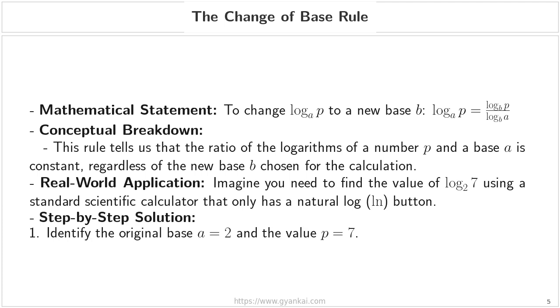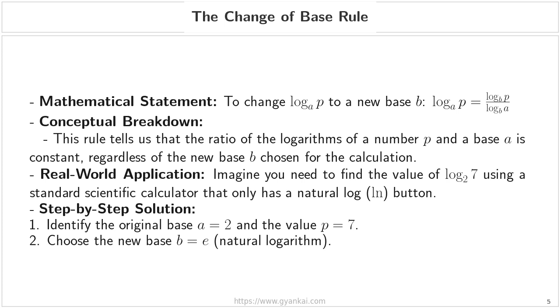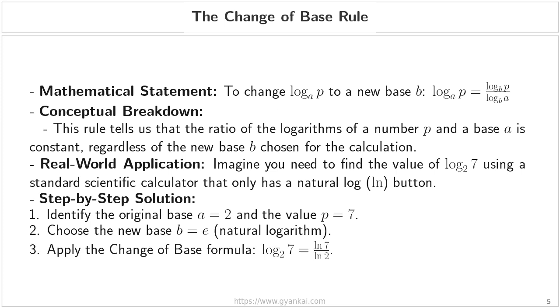To solve this, we can follow these steps. First, identify the original components. The original base a is 2, and the value p is 7. Second, we choose a new base that our calculator can actually process. In this case, we will choose base e, which allows us to use the natural logarithm. Third, we apply the change of base formula. This transforms log base 2 of 7 into the natural log of 7 divided by the natural log of 2.